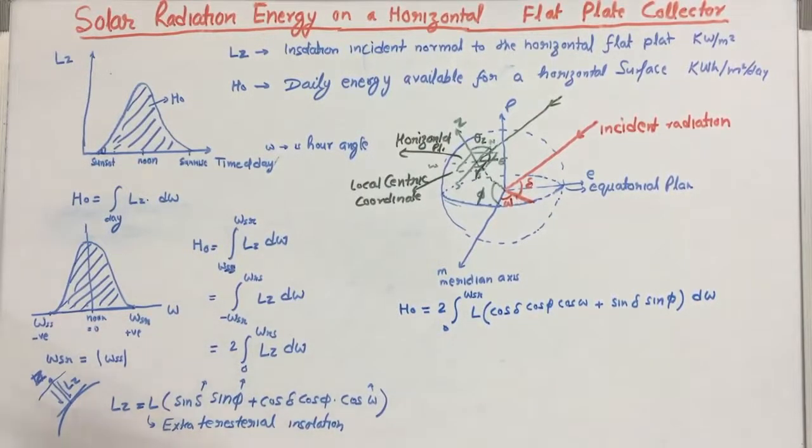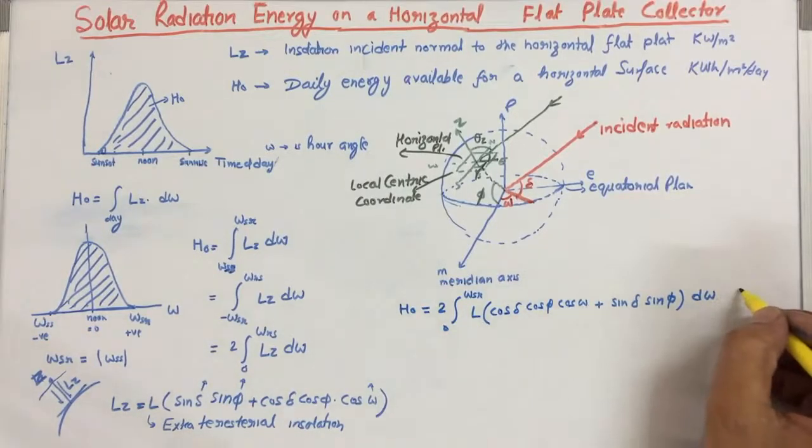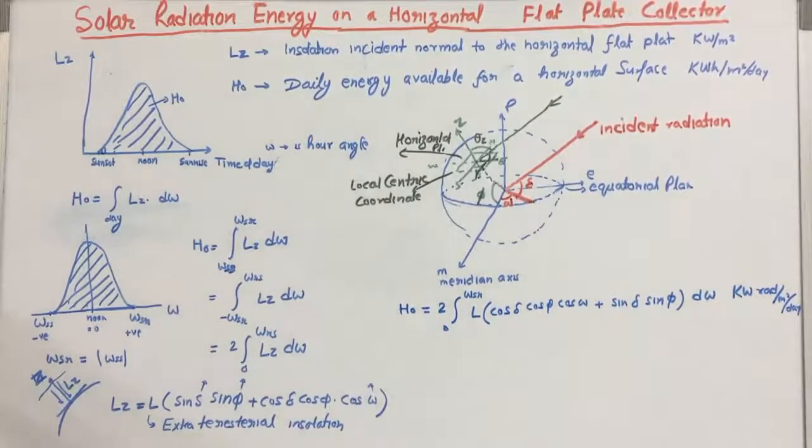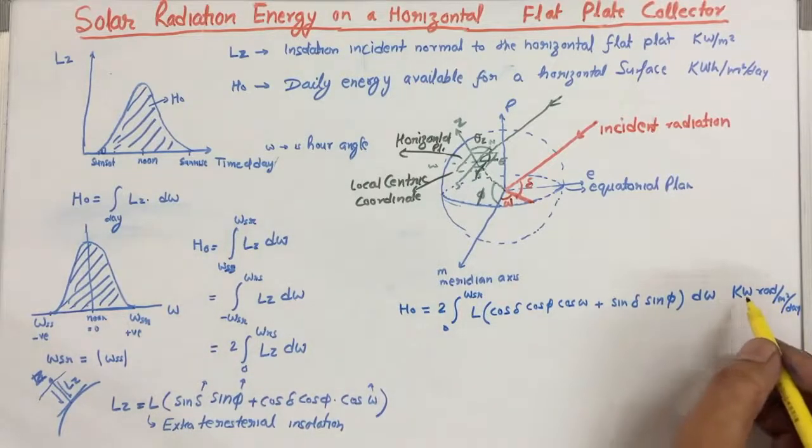What will be the unit of this? The unit will be kilowatt radian per meter square, for one day, so per day. But our interest is not to find the power radian per meter square per day. We have to find the power. This is the term extraterrestrial insolation, which we will discuss later, but let us continue.